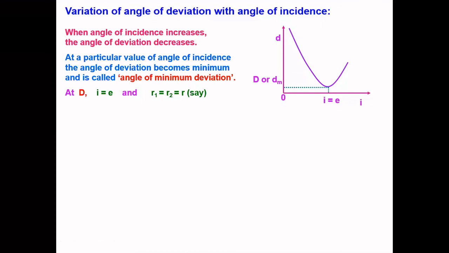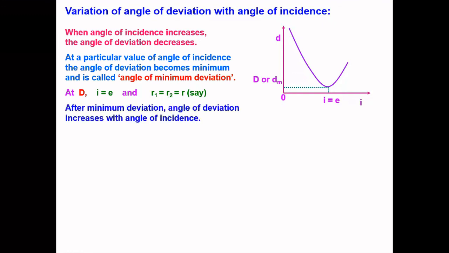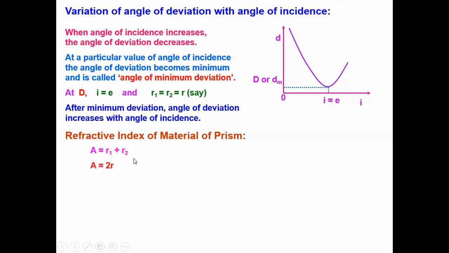Next, if we substitute these in the previous expressions, already in equation 3 we got I plus E is equal to A plus D. In that, I and E both are equal. So for the refractive index of the material of the prism, already we got A is equal to R1 plus R2 from equations 1 and 2. In this, if we substitute R1 and R2 both as R, we get 2R, so R is equal to A by 2. For Snell's law we require R and I. Now we got the R value, I also will try to find out.